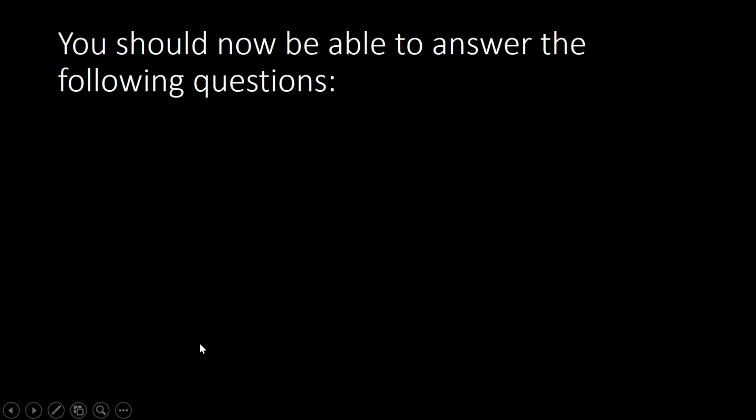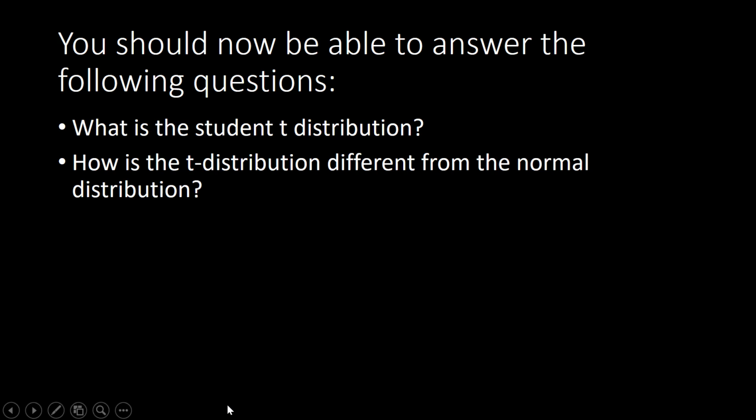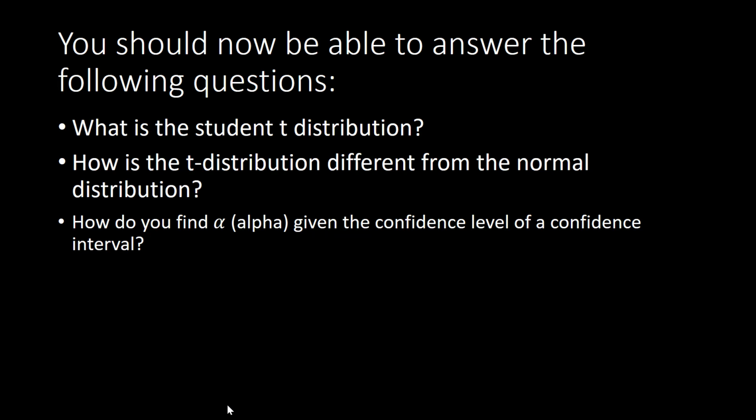You should now be able to answer the following questions. What is the student t-distribution? How is the t-distribution different from the normal distribution? How do you find alpha given the confidence level of a confidence interval? What is t of alpha over 2? And how do you find t of alpha over 2?